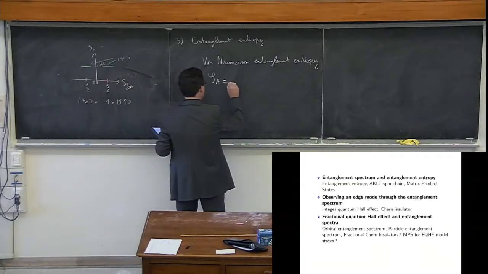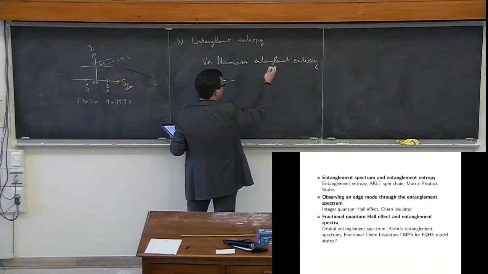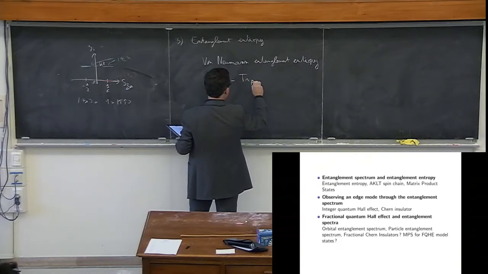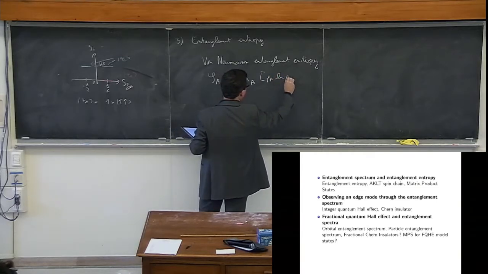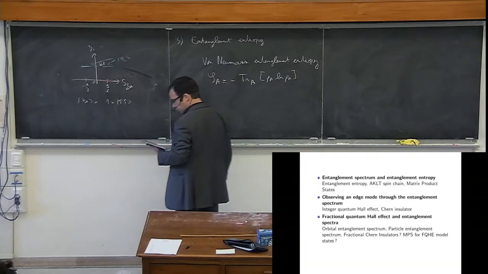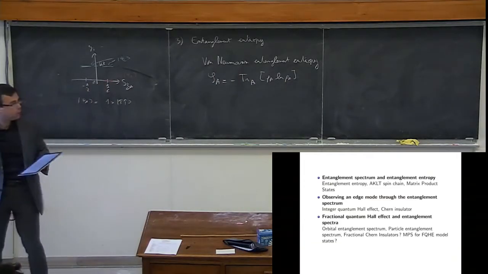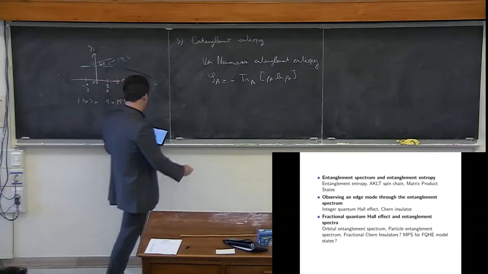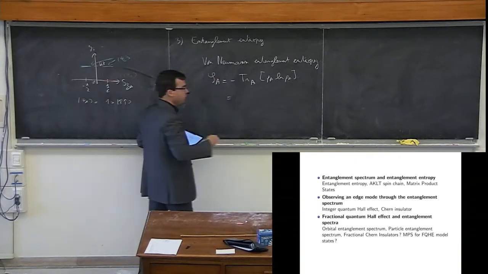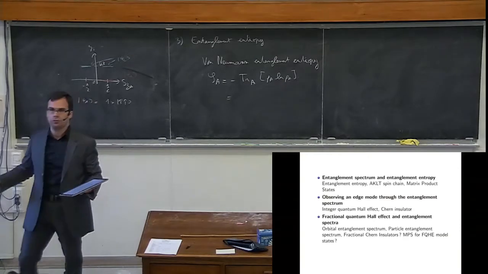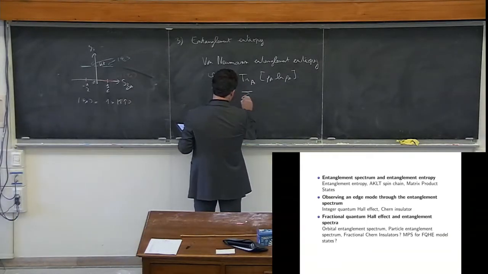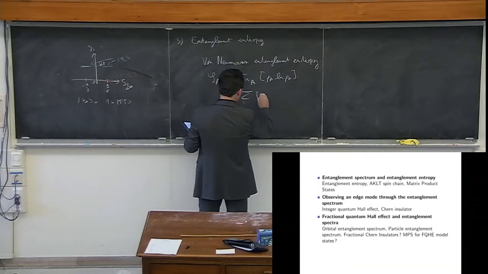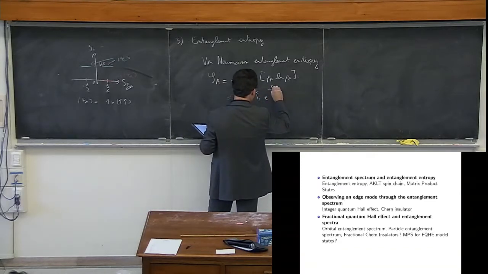Or for short, I will just say entanglement entropy. But you have more entanglement entropies than this one. In this case, it's just the trace over A of rho A log of rho A. Since I know the spectrum of rho A, it's quite easy to compute this entropy: just the sum over i of psi i times exponential minus psi i.